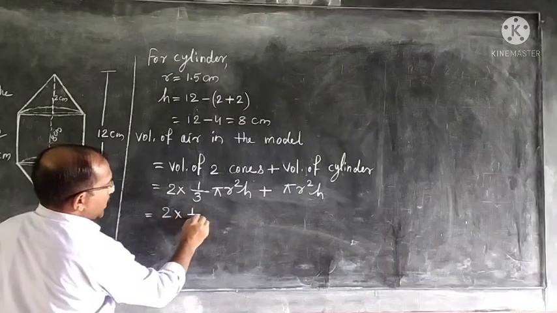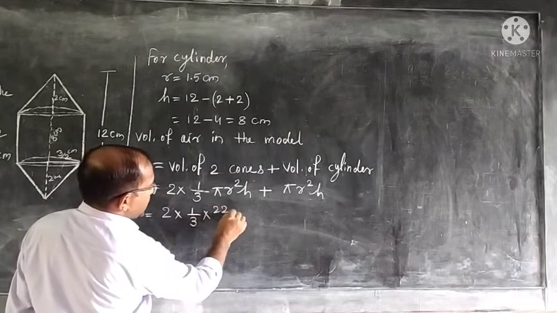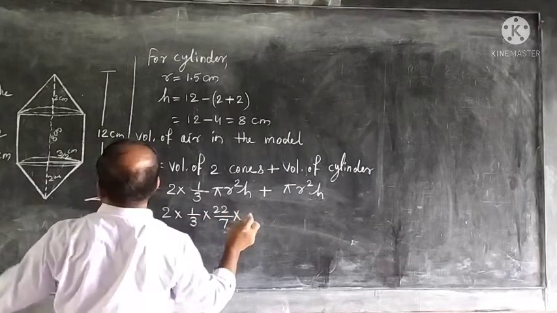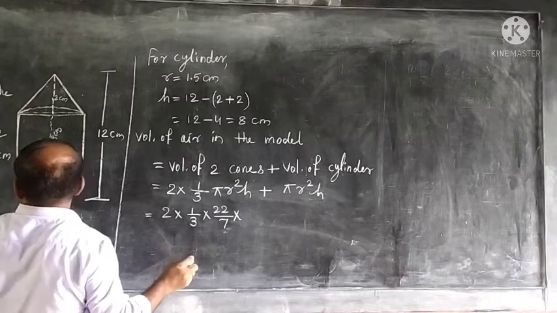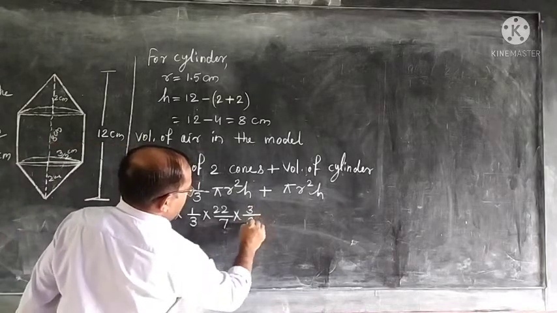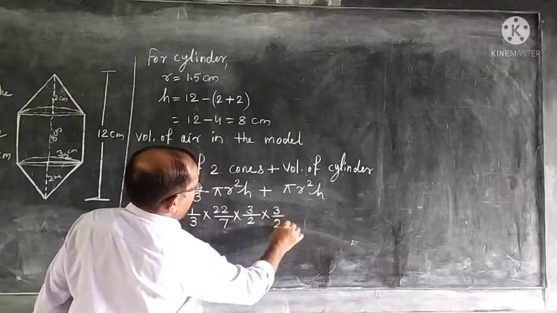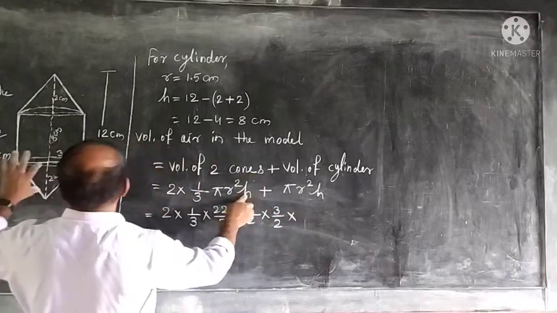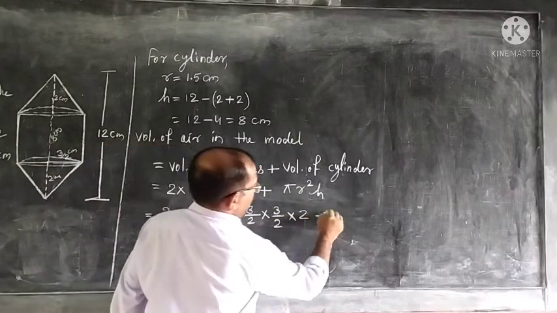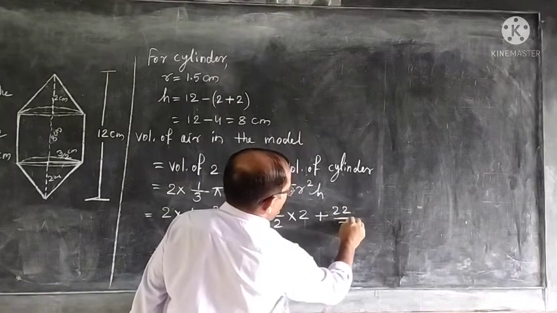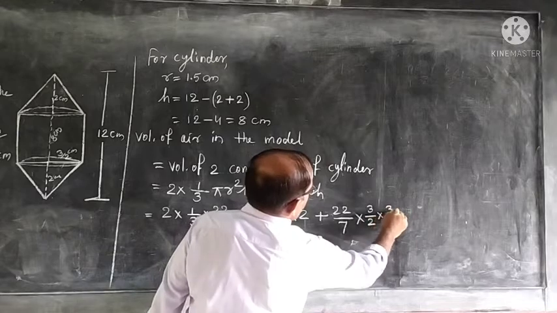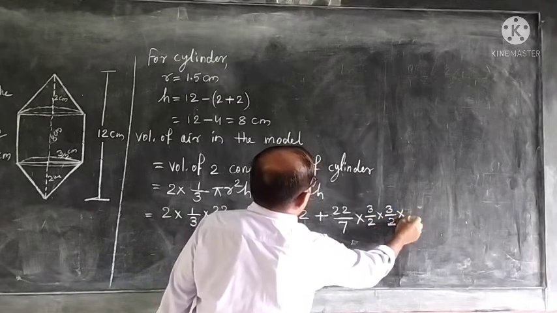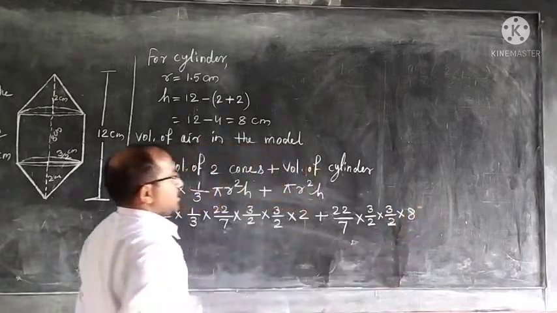2 into 1 by 3 pi, 22 by 7, radius instead of 1.5 we will use 3 by 2, 3 by 2 both, 3 by 2 into 3 by 2, and height of cone 2, plus 22 by 7. Now, we are in cylindrical portion, radius is 3 by 2, again 3 by 2, square is there, that is why, and height of cylindrical portion is 8.